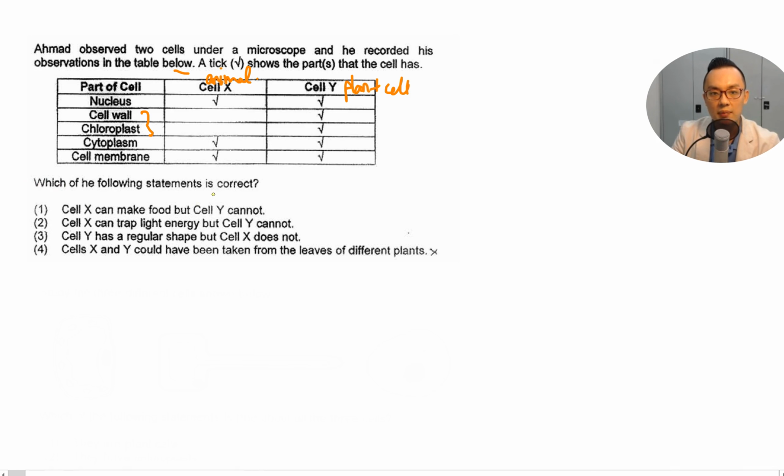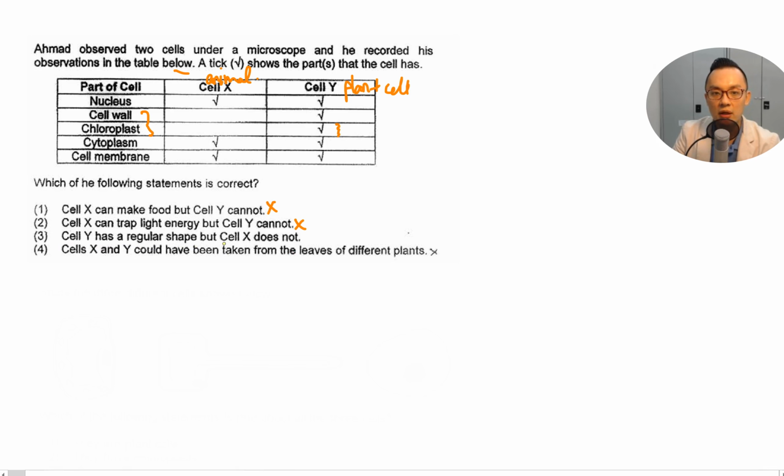So which of the following statements is correct? Cell X can make food but cell Y cannot. That's not correct. Cell Y can make food because it has chloroplast. Okay, so with chloroplast it can make food. Cell X can trap light energy but cell Y cannot. So that's not true. It's the other way around, which is cell Y can trap light energy.